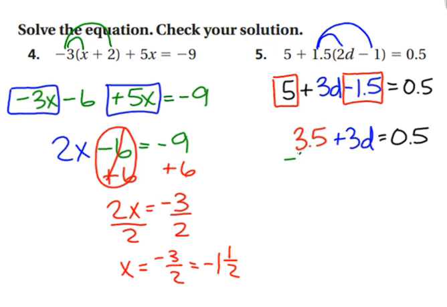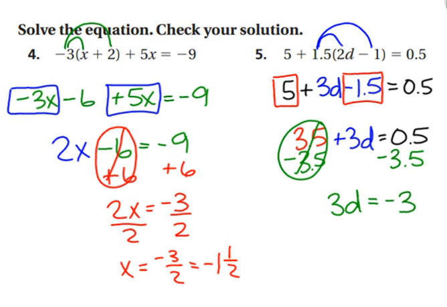So subtract 3.5 on both sides. That's your 0 pair. 3d. Positive 0.5 plus negative 3.5 is going to be negative 3 or negative 3.0. Divide by 3, and d is equal to negative 1.